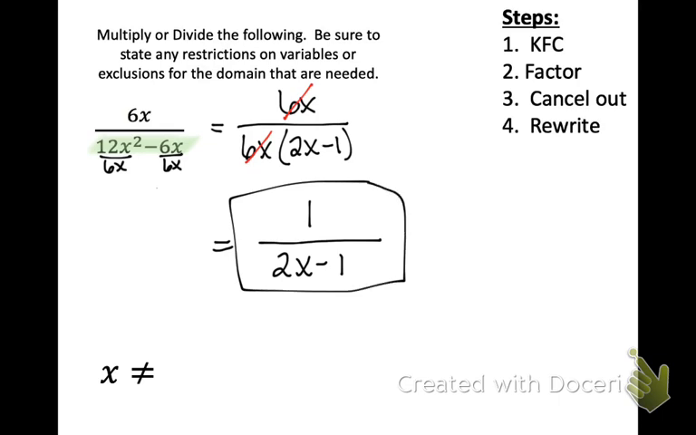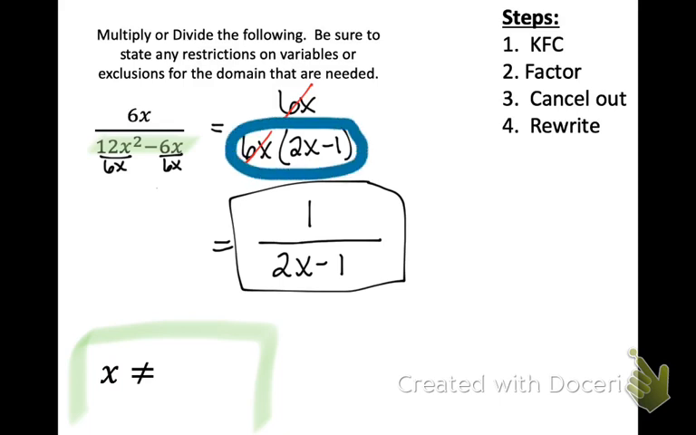Down here I have x cannot equal. This is where we're going to put our restrictions. Something that you have to be careful with whenever you have fractions going on is what makes the denominator 0. So if we look up here in the denominator, in our factored form, I see that I have two x values. So I'm going to figure out what will make each of these equal to 0.